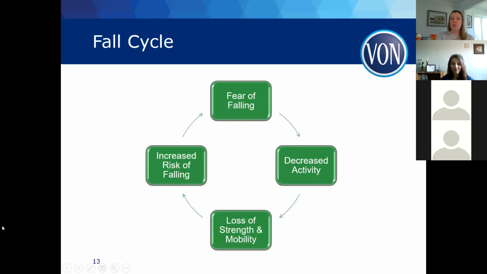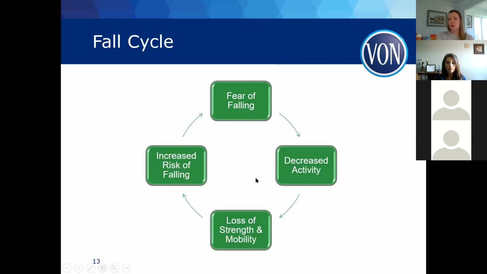All right, so the next part, we've talked about it a little bit as we've gone along, but this is the fall cycle. And usually if you look at the top of the cycle there, it has fear of falling. So we usually talk about this with fear of falling and how dangerous that can be, because most often when someone is afraid of falling, perhaps they avoid certain activities, so that decreased activity can actually lead to that loss of strength and mobility, which then puts them at a greater risk of falling. If they're at a greater risk, maybe they feel less stable, less confident, so they're more fearful of falling, and the cycle just continues.